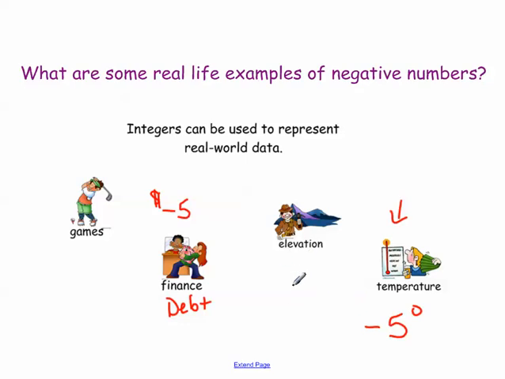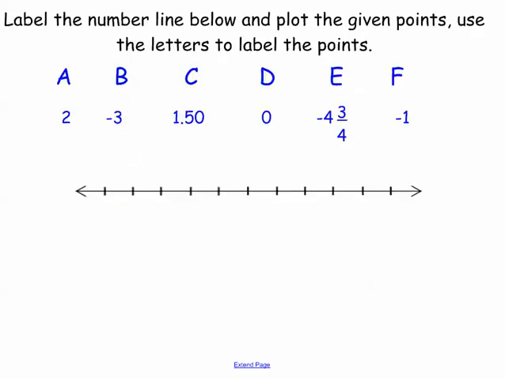Elevation, we're going to talk about that a little bit later, about what that means. But if you've heard of sea level, above and below sea level, if you're below it, you're into the negative. If you're above it, you're into the positive. Okay? So let's move on a little bit. We're going to do some comparing here. We're going to do some on the number line.